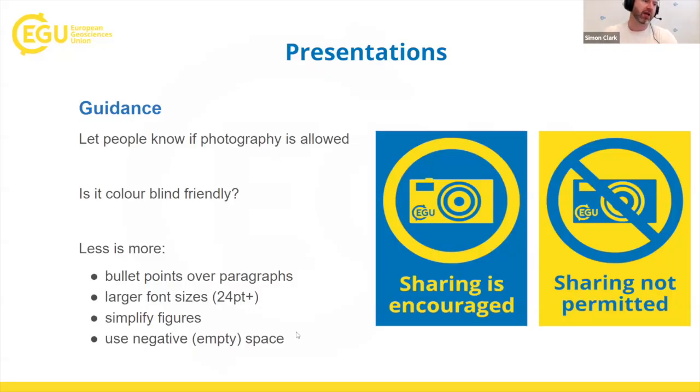And also be sure to use negative or empty space, which is all this white stuff. It helps to provide emphasis for sections, but also it helps the eyes to rest. If there's a lot of long text, it's quite overwhelming. So be sure to use empty space to give emphasis and make it easier to read.